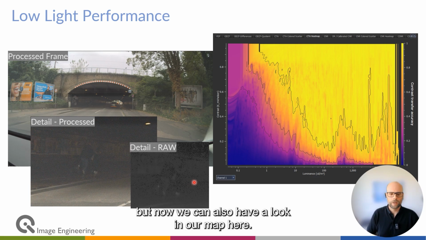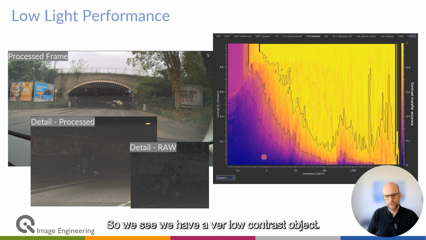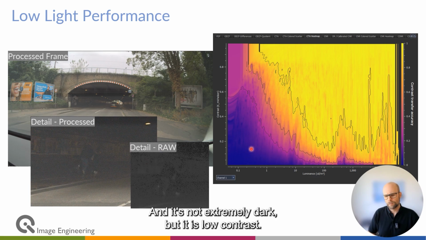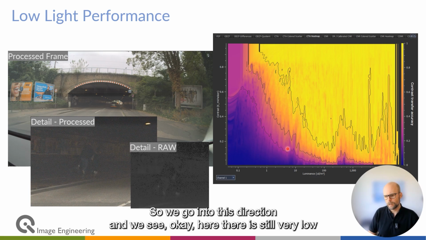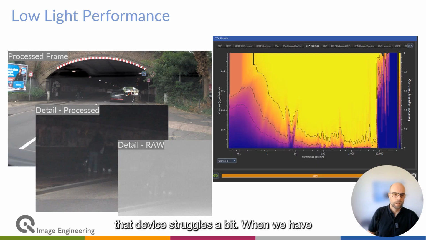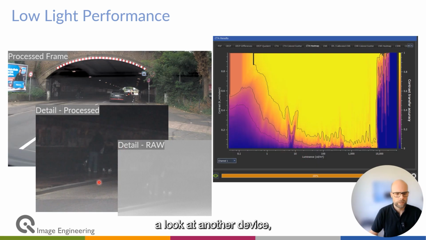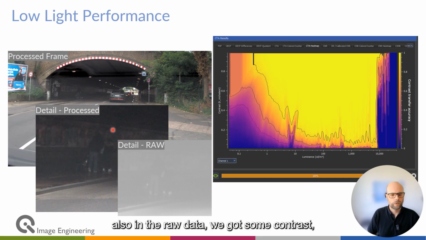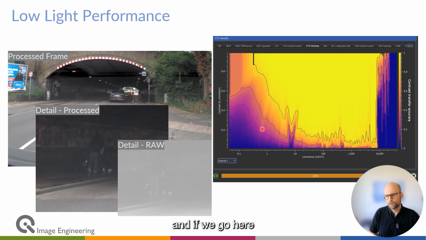But now we can also have a look in our map here. So we see we have a very low contrast object, and it's not extremely dark, but it is low contrast. So we go into this direction and we see, okay, here there is still lower performance in this region. So this is where we now know that a device struggles a bit. When we have a look at another device, also in the raw data we get some contrast, and if we go here, we have more yellow regions.